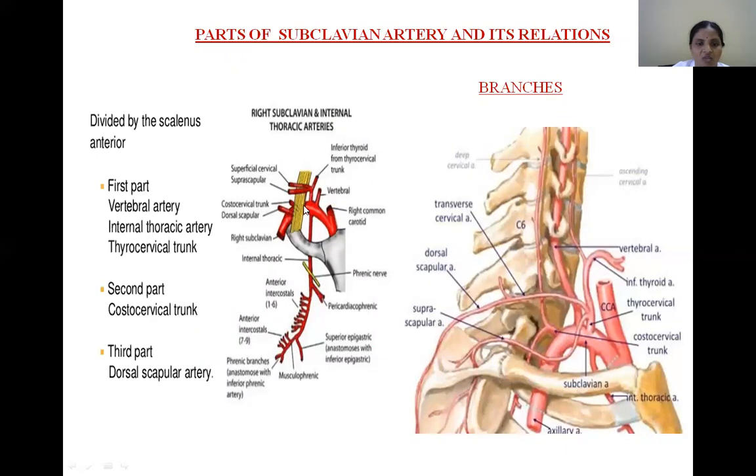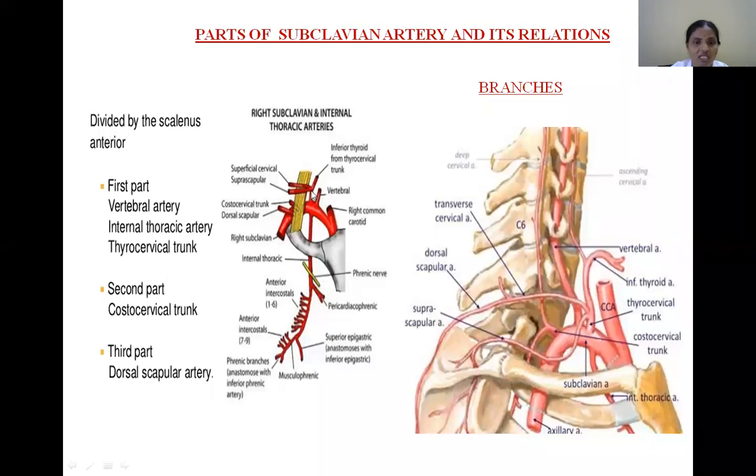Just medial to this scalenus anterior, this is the first part of the subclavian artery. The part which lies deep to this muscle is the second part. And the part of the subclavian artery lateral to the muscle is the third segment. The first segment provides an important branch, the vertebral artery, from the upper aspect of the first part.